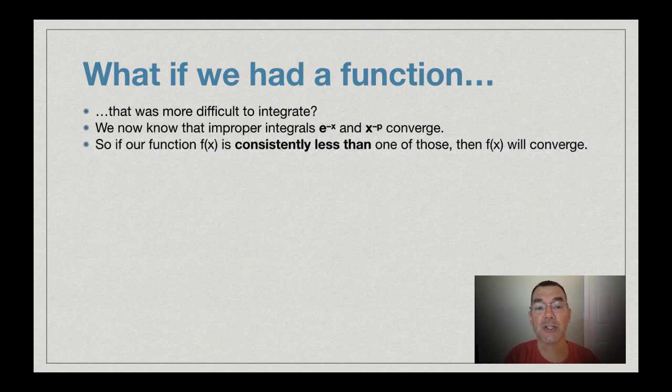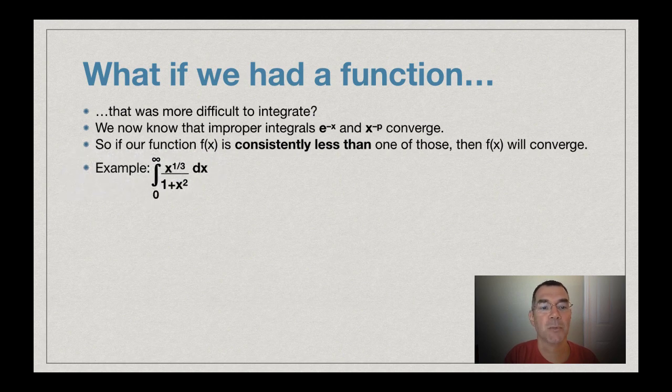So if I have a function that's hard to integrate, but I know that it's consistently less than one of those, then I know that that function will converge, because that function lies entirely underneath those functions, and I know those functions have a limited area underneath them, so something that is a smaller function is also going to converge as well.